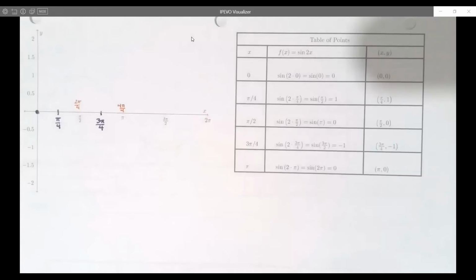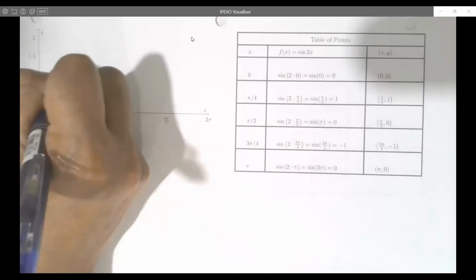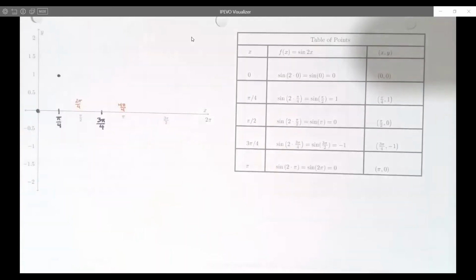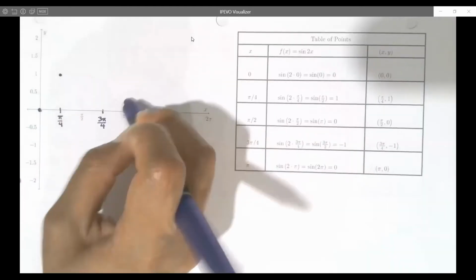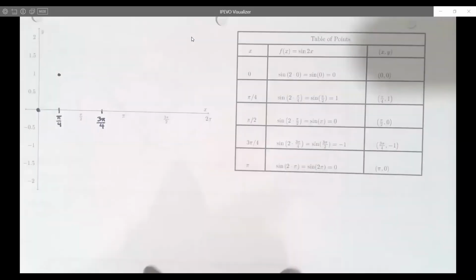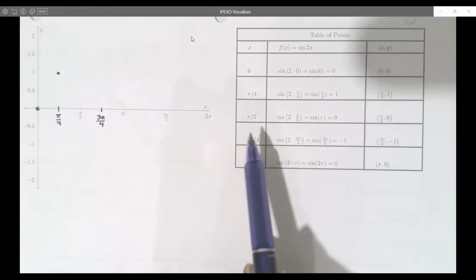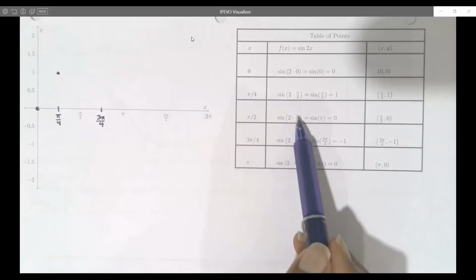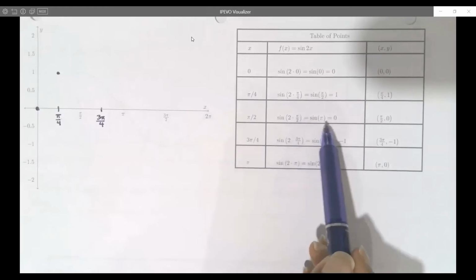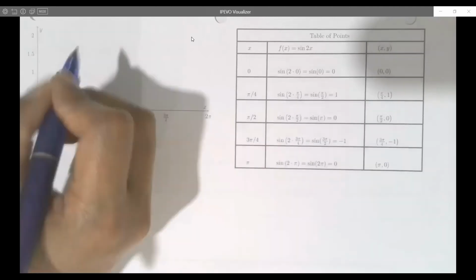And then we can go ahead and plot now the pi over 4 comma 1. So pi over 4 comma 1 would be about there. And these labels we also don't really need because they're labeled here already reduced. So just to reduce the amount of clutter on my diagram, I'll erase those labels. Okay, now let's see what happens at pi over 2. We've got sine of 2 times pi over 2, which is sine of pi, and sine of pi is 0. So we get the point pi over 2 comma 0, which is here.